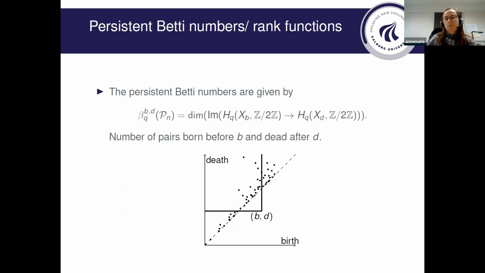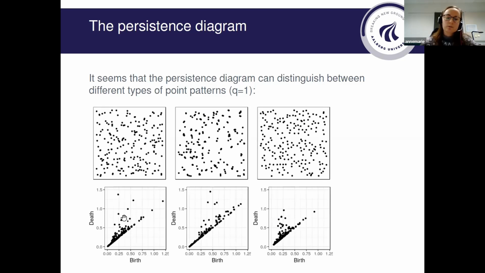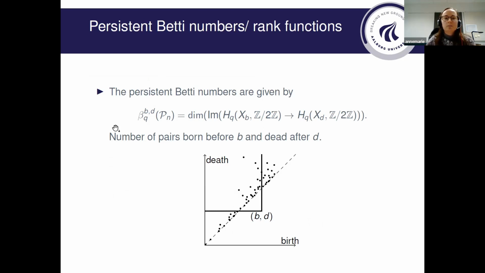So we could be interested in using them for statistics. And for that, we have this two-dimensional diagram, but we want some quantitative summary of the persistence diagram. And one way of doing it is via the persistent Betti numbers, which I also learned from Yossi recently. They're also called rank functions sometimes. So maybe this is the more correct name. I'm used to calling them persistent Betti numbers.